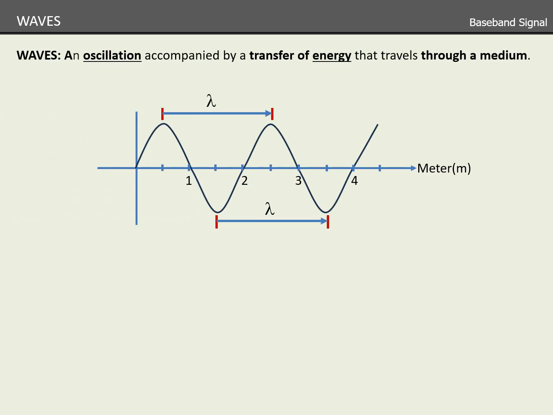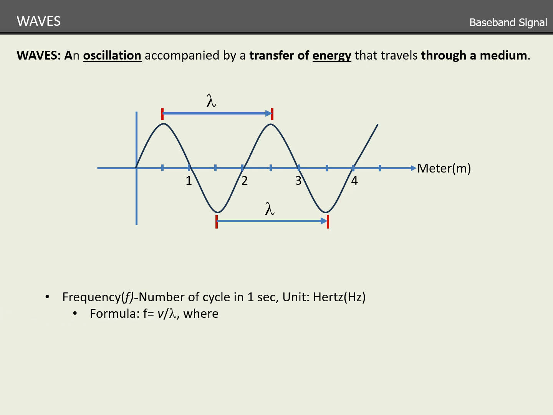The next parameter is frequency. Frequency is the number of cycles the wave travels in 1 second, and the unit is hertz. The frequency is equal to velocity divided by the wavelength.